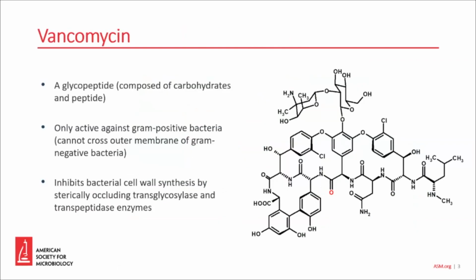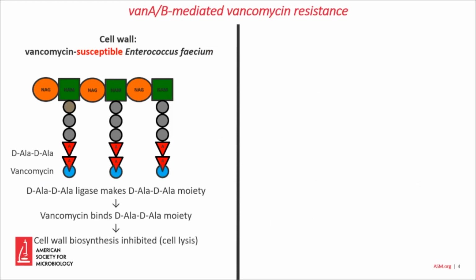Vancomycin is a glycopeptide because it's composed of carbohydrates and a peptide. It is only active against gram-positive bacteria, and that's because it cannot cross the outer membrane of gram-negative bacteria. Vancomycin inhibits cell wall synthesis by sterically excluding enzymes, specifically transglycosylase and transpeptidase enzymes, that are important in making that mesh-like peptidoglycan cell wall. An important mechanism of vancomycin resistance is that mediated by the vanA, vanB genes.